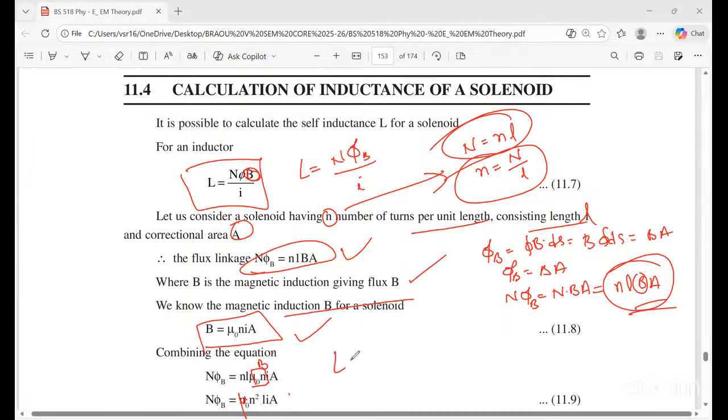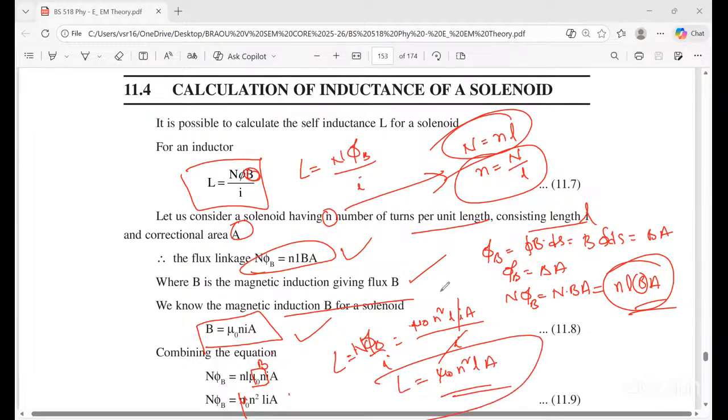So if you want to calculate phi B by I, what is the N phi B value? Mu naught n square l i A, and the I gets cancelled. Remaining is mu naught n square l A. This is the self-inductance of the solenoid. This is the equation.